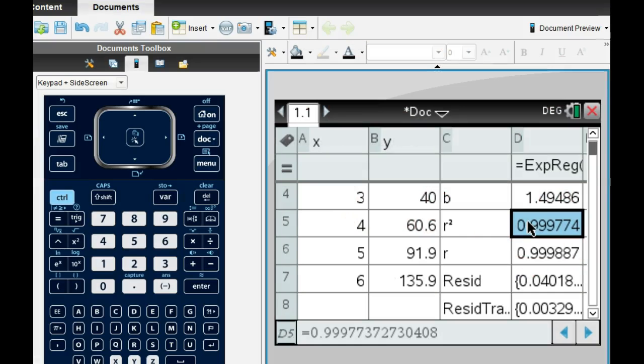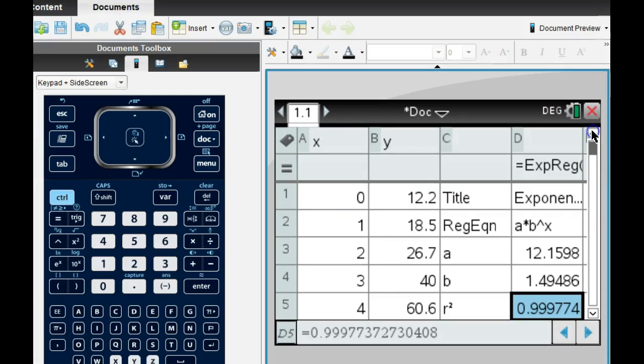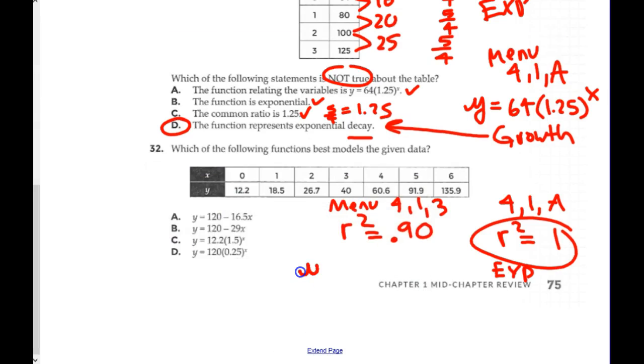What's the equation for exponential? 12.16 and 1.5. 12.16 rounds to 12. 1.5 to the power of x. And that is closest to this. Okay? So it's all the stuff we've learned applied. All right?